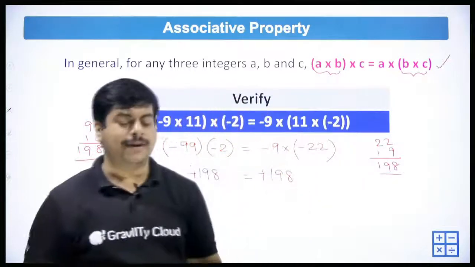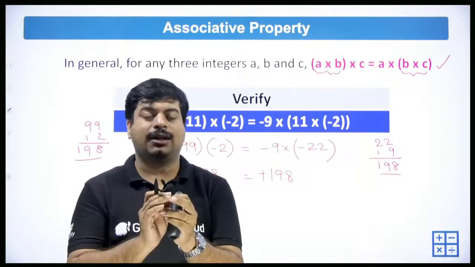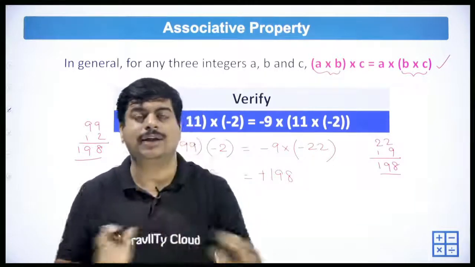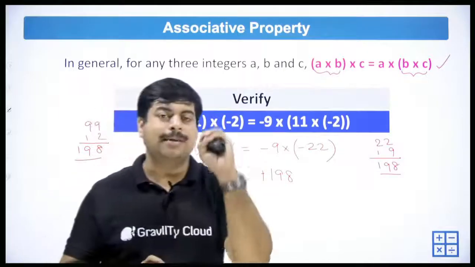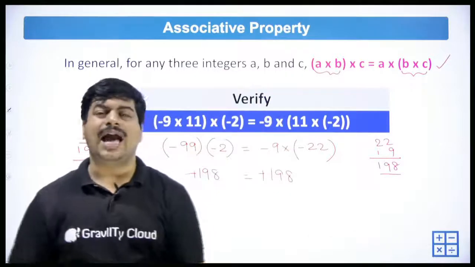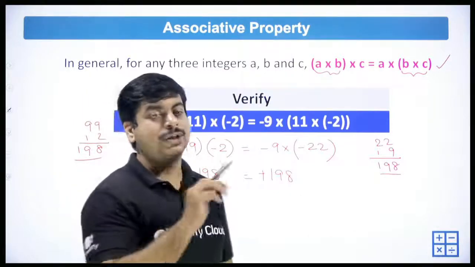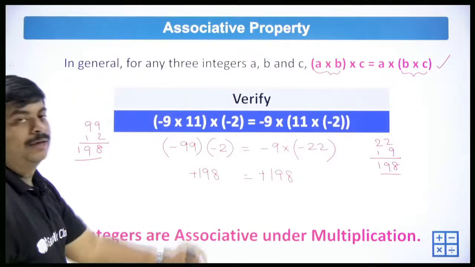Not only in integers, when you take natural numbers, whole numbers, zero as well, positive, negative, whatever the numbers, you can multiply in any order and you will get the same answer at the end, just like addition. You can add in any order, right, but not subtraction. So what I can conclude here: integers are associative under multiplication, okay.